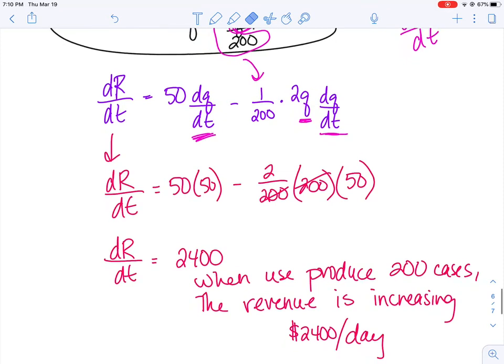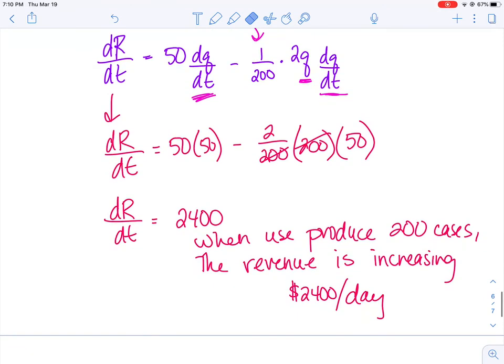So let's talk about what it means. If we were doing a sentence, we could say, well, when we produce 200 cases, the revenue, because that's what dR is, the rate at which the revenue is changing, my revenue is increasing by a rate of, isn't revenue normally in money over time? And so it's $2,400 per day. When we produce 200 cases, my revenue is increasing by $2,400 per day at that moment. Not that I only have $2,400, but I'm getting $2,400 more per day as soon as I go to produce the next case of peanuts.